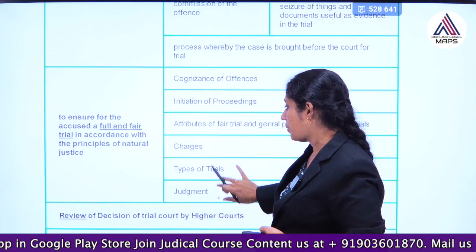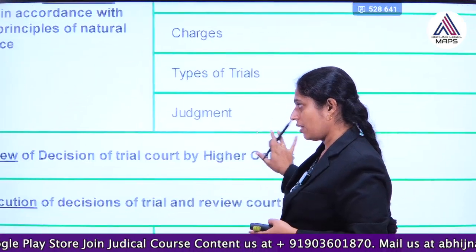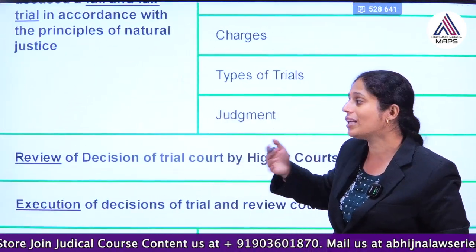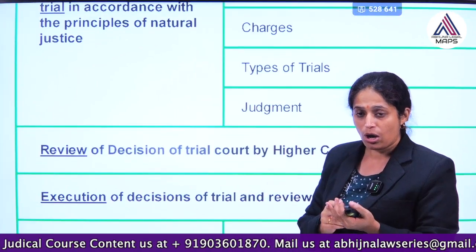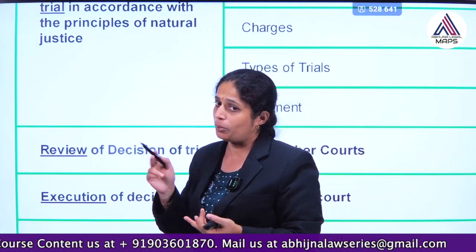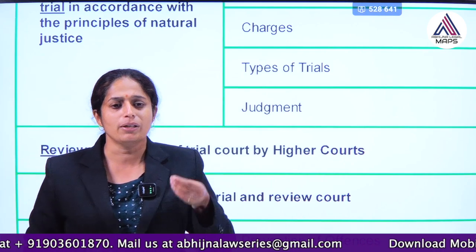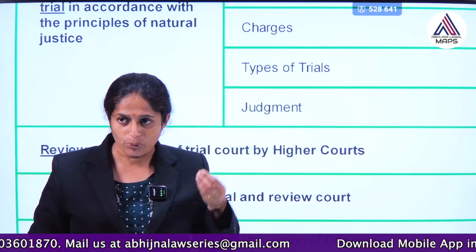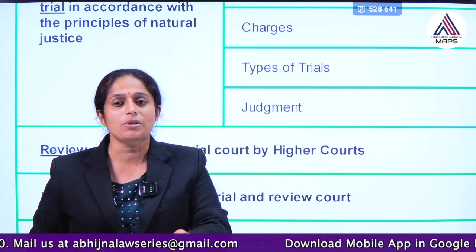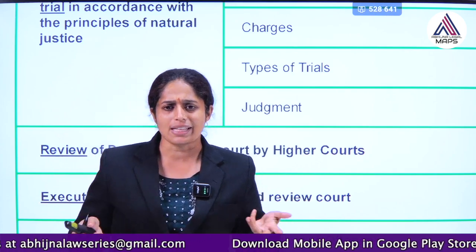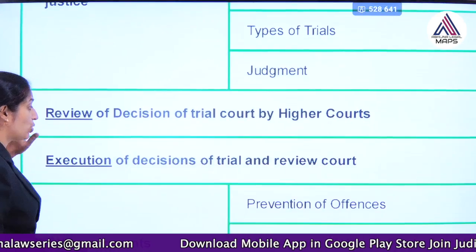the criminal procedure. Once judgment is given, the higher court needs to review the decision by way of appeal, or it could be revision also, it could be review also. The higher courts need to decide, right, whether this is proper or not, whether the lower court has given a proper judgment, whether it has properly appreciated the evidence. So, it sees that. Then comes the execution of decisions.